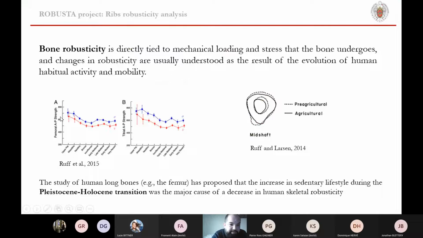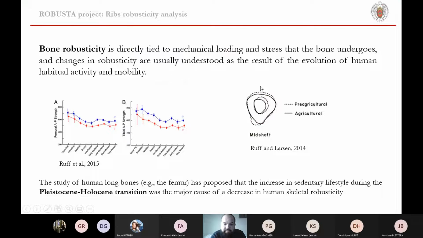And this can be observed in the femur. You see that the femur of upper Paleolithic humans is stronger and the tibia of upper Paleolithic humans is stronger. And it can be observed both in males and females. The blue line is male and the red line is female. So you see that the long bone strength has been decreasing from the upper Paleolithic to nowadays. This is observed in the robusticity, but it's observed also in the shape of the bones.